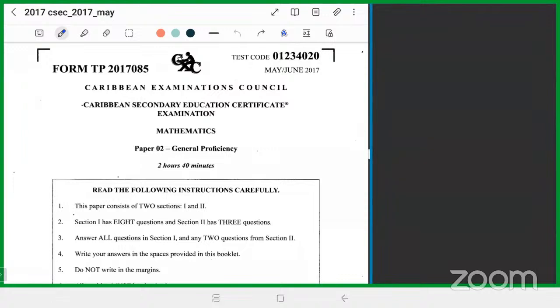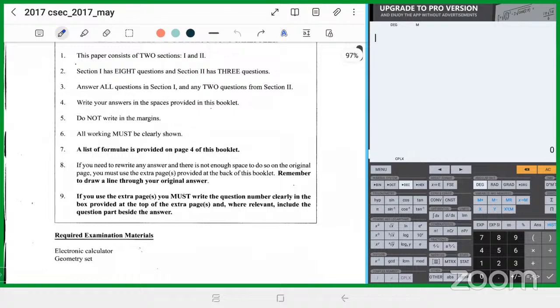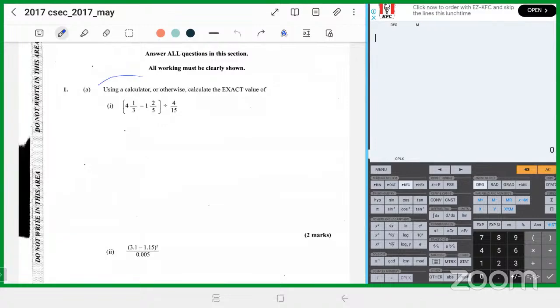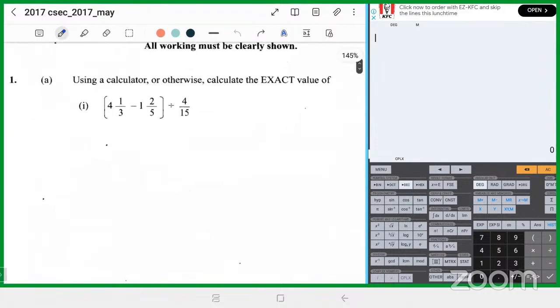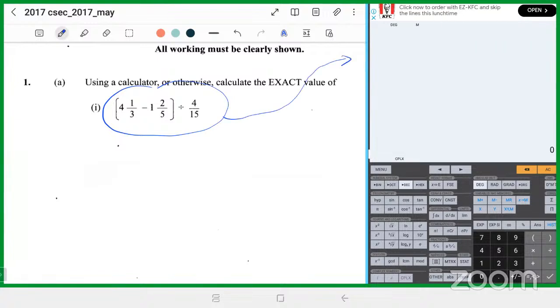All right, so the first question, as always, is a calculator question, where they tell you to use a calculator most of the time to find some numeric value. So here we have it. It says you have to use a calculator or otherwise to calculate the exact value of this expression. So it's a matter of typing this in the calculator exactly as it appears there. And this is why I keep emphasizing the need to get one of those calculators that you can type this in and it appears exactly as it does there.